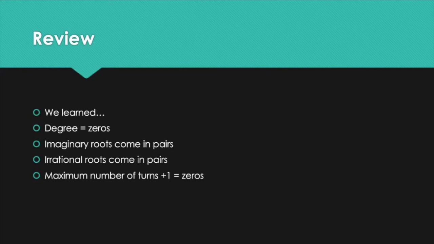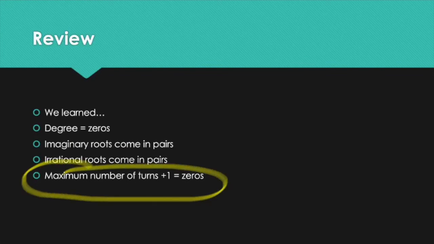All right, in this lesson we learned a lot. We learned that the degree is the same as the number of zeros. We learned that imaginary roots come as partners. We learned that irrationals also come in partners. Those partners are called conjugate pairs. And we learned that the number of terms added to 1 is the same as the maximum number of zeros. That's the maximum number of terms.